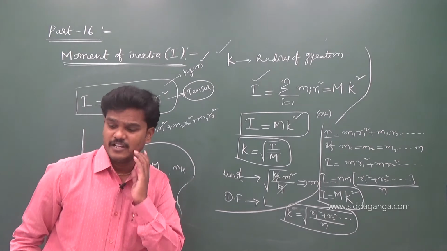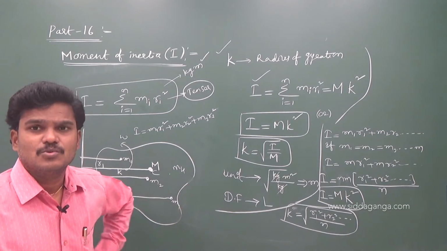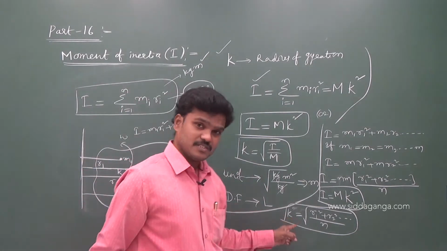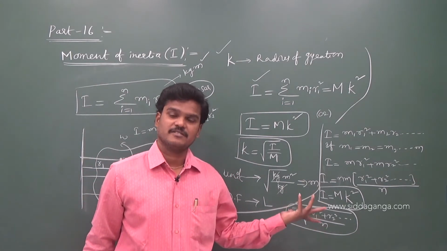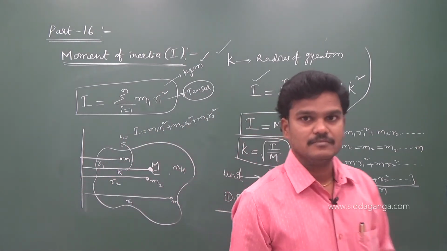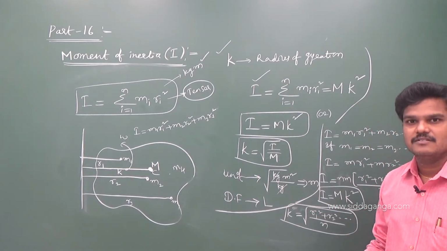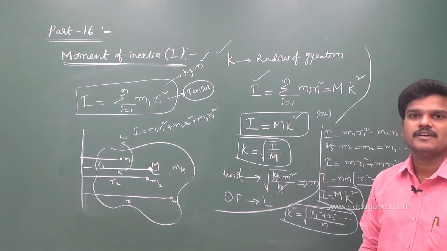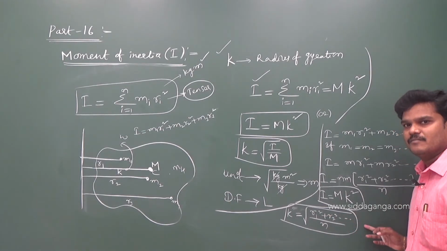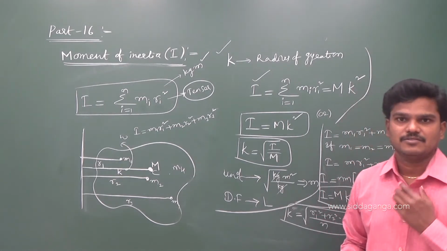If they give all the perpendicular distances of individual particles in a problem, you can use this also: root of r1 square plus r2 square and so on up to rn square, by n. So what is this? Root mean square distance of all the particles from where? From the axis of rotation. So radius of gyration can also be defined as the root mean square distance of all the particles in a rigid body from the axis of rotation.